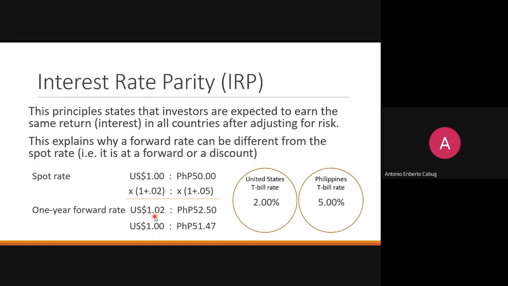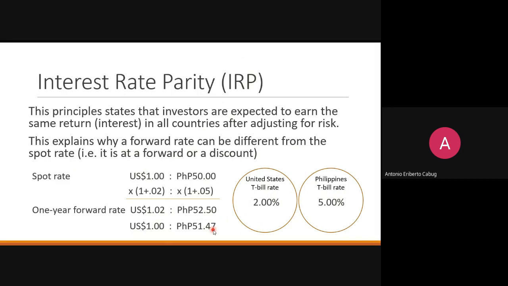1.02 divided by 1.02 is 1. 52.50 divided by 1.02, that's 51.47. The 1 year forward rate will be equivalent to 1 US dollar to 51.47.